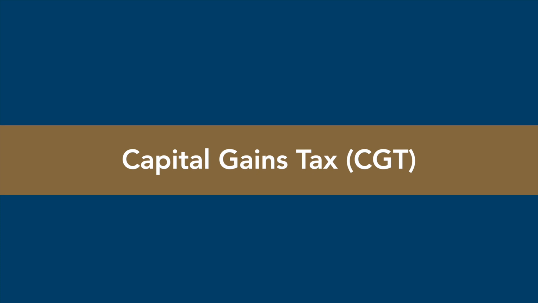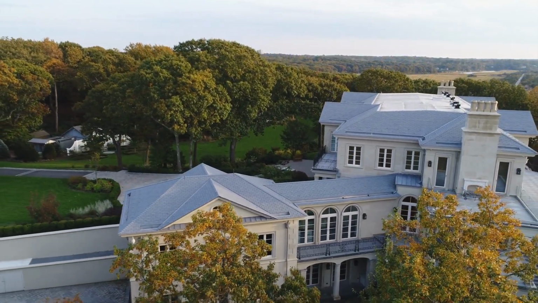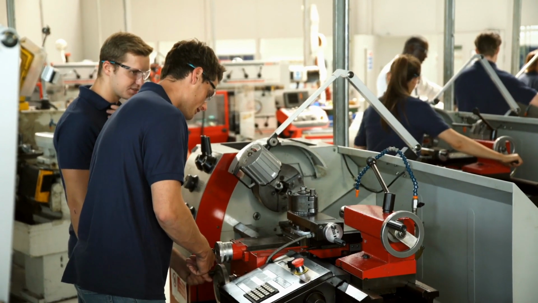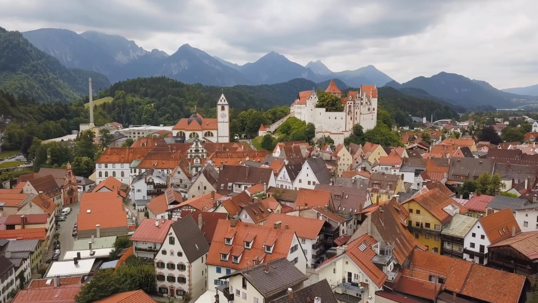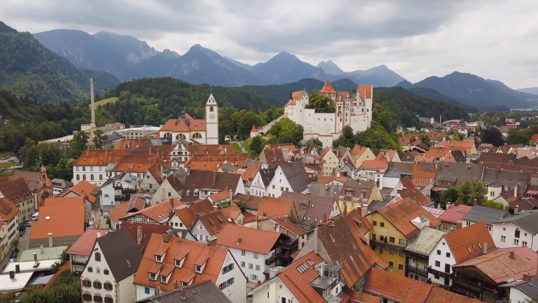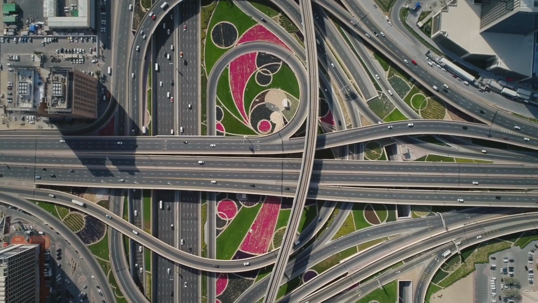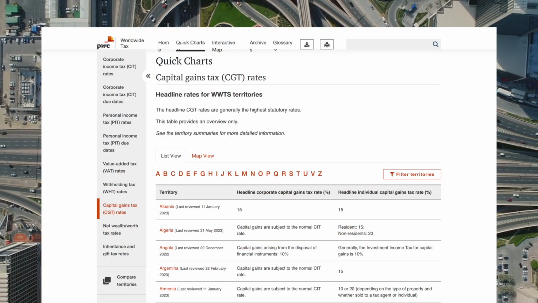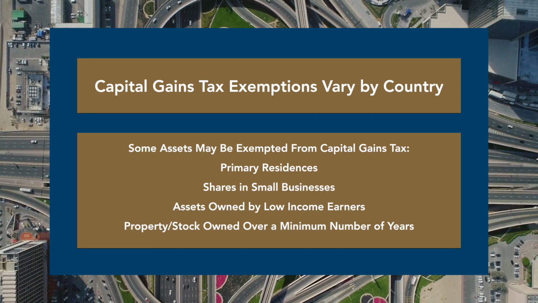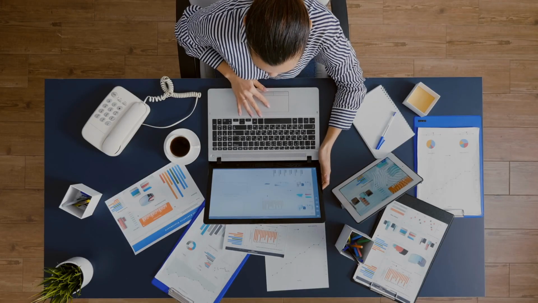Capital gains tax. This tax applies to the profit made when an individual sells a capital asset, such as property, shares, or a business. For instance, if you sell your German property before leaving the country and relocating to Dubai, you may be subject to capital gains tax on the profit you make from the sale. Capital gains tax rates vary across countries, and some countries may have exemptions for low-income earners, primary residences, or small businesses. Capital gains taxes also apply to company shares you own.